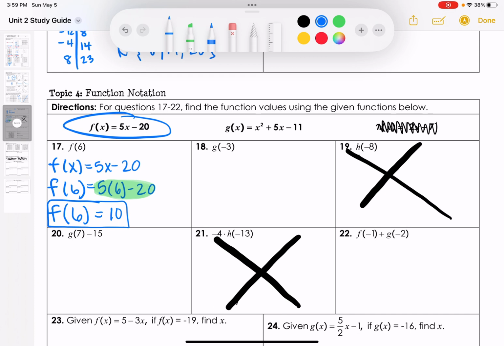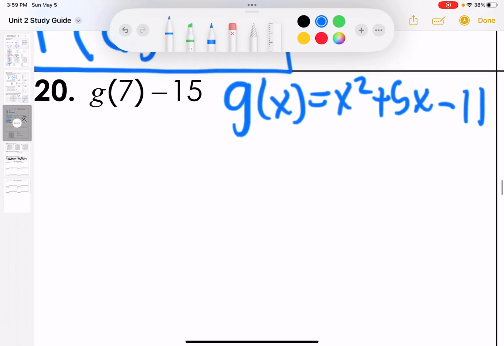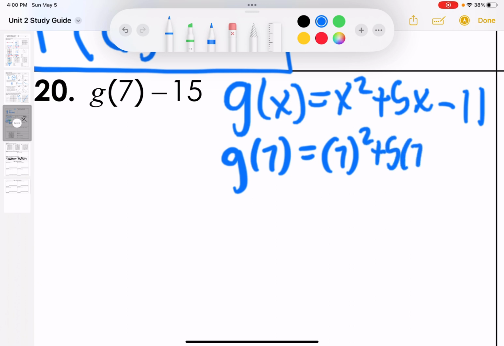All right, number 20, g of 7 minus 15. So I'm going to be using the g function this time, which is x squared plus 5x minus 11. Okay, and the first thing I'm going to do is find g of 7. So wherever there is an x, I'm going to replace it with a 7.